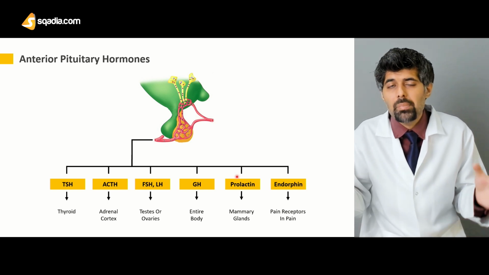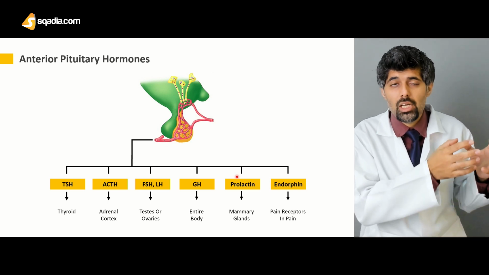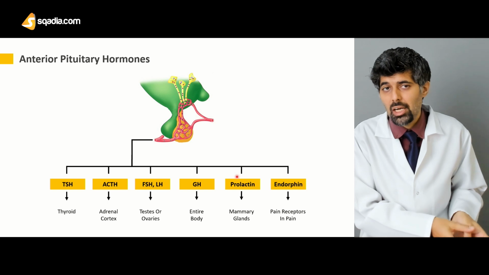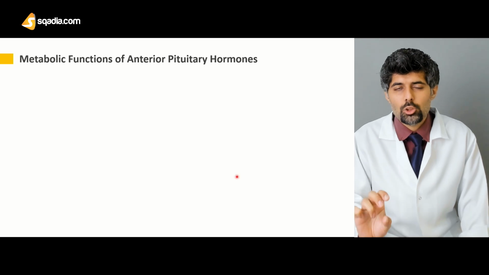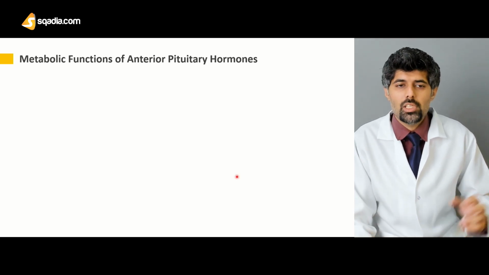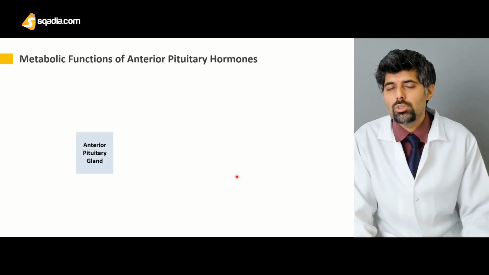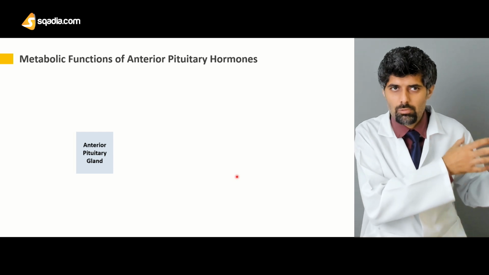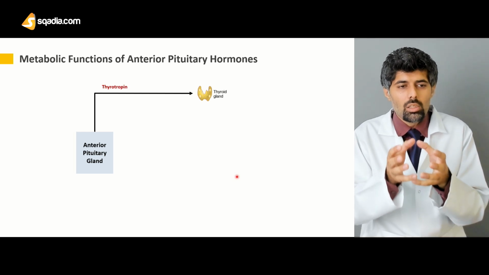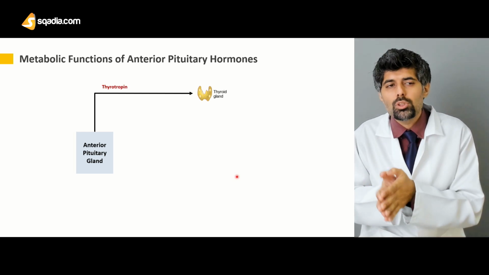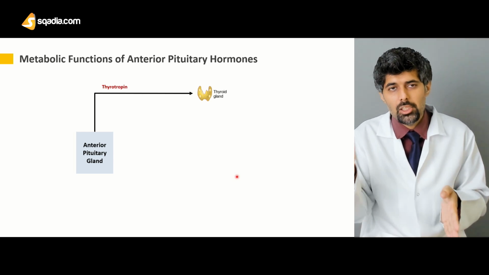So these are the basic hormones which are released by the anterior pituitary, or the anterior lobe of the pituitary gland. Now let's talk about the metabolic function of the anterior pituitary hormones. Like I said, the first and foremost are the thyrotropin hormones. Now, they directly affect the thyroid gland.